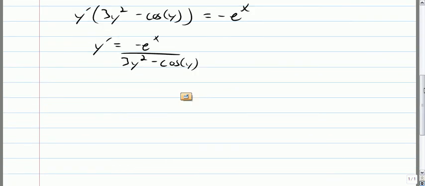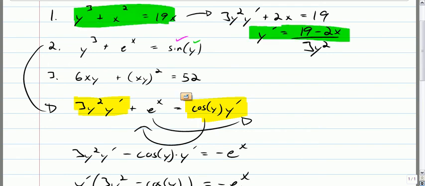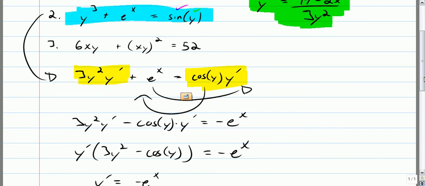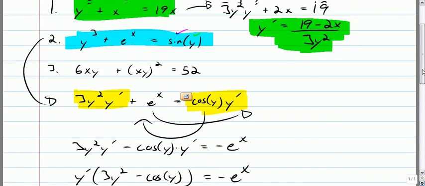It's getting a little messy, sorry. The third one, okay, so problem 1, that's y prime. Problem 2, your y prime is down here. And then problem 3.